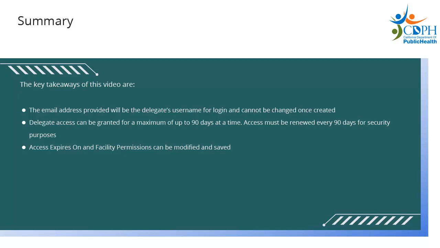Let's summarize. Here are the key takeaways of the video. The email address provided will be the delegate's username for login and cannot be changed once created. Delegate access can be granted for a maximum of up to 90 days at a time. Access must be renewed every 90 days for security purposes. Access expires on, and facility permissions can be modified and saved.